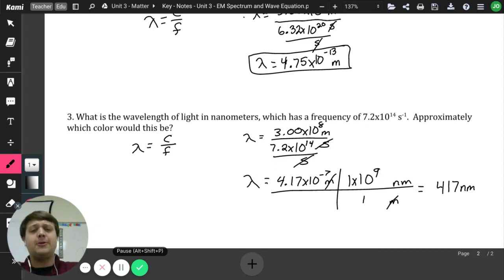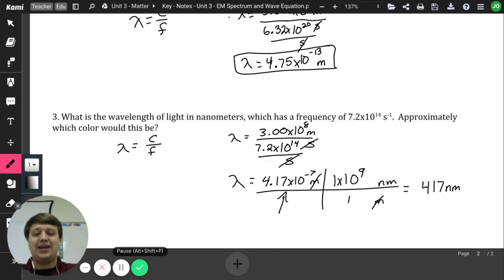So first off, I solve it like normal. I've got my wavelength formula, wavelength equals speed of light divided by frequency, and I plugged in my numbers. What I found was that my number was 4.17 times 10 to the negative 7. Now I actually need to convert that, because that's in meters, back into nanometers. I do that using that conversion I reminded y'all of earlier in the lesson. So 1 meter is equal to 1 times 10 to the 9th nanometers. Solving for that gives me 417 nanometers.